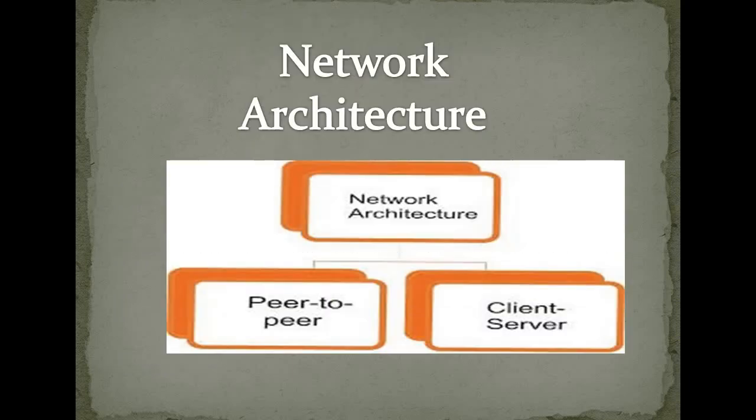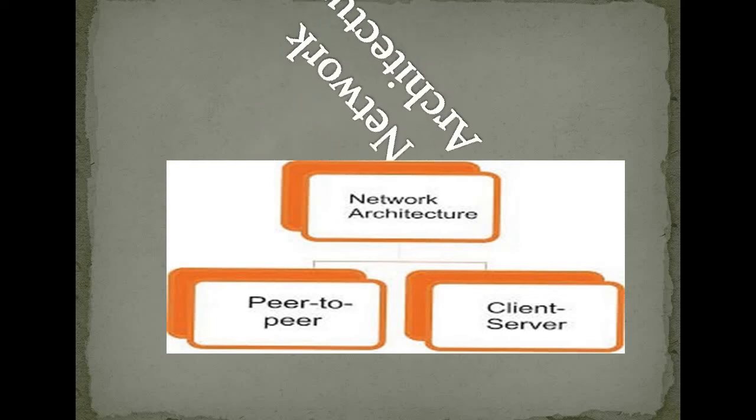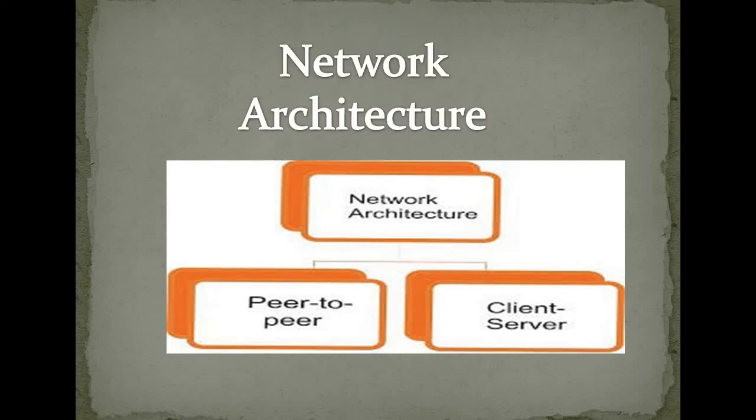Students, now let us discuss network architecture. What is network architecture? It is an overall design of computer hardware and their functional organization and configuration. As can be seen from the figure, there are two types of network architecture. First, peer-to-peer architecture. Second, client-server architecture.